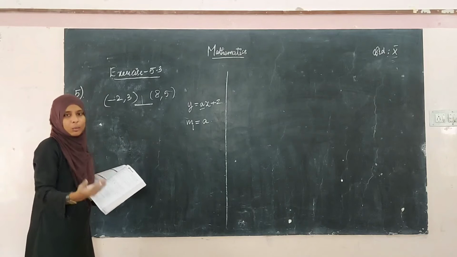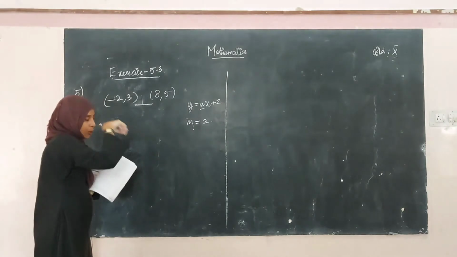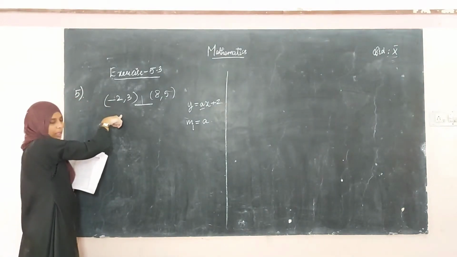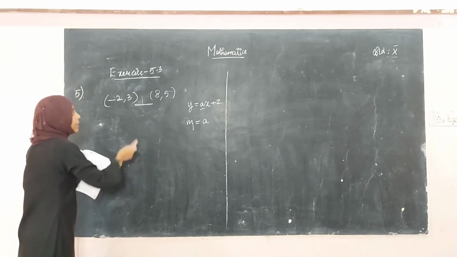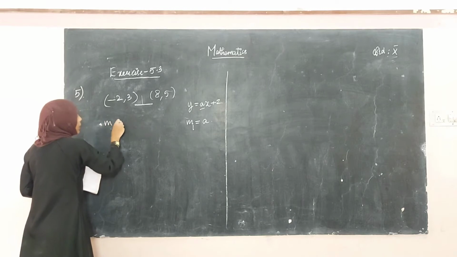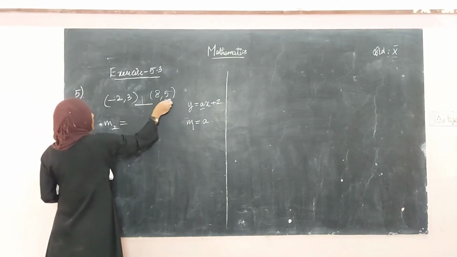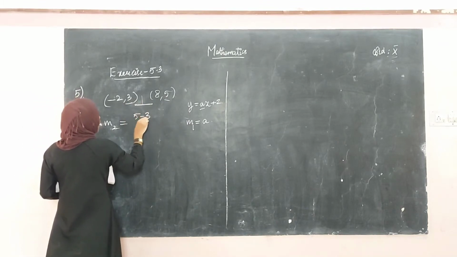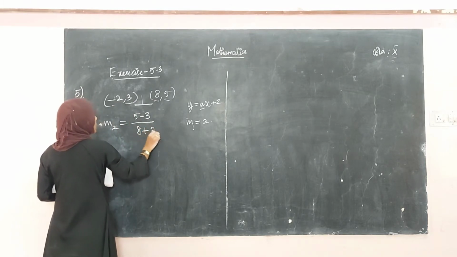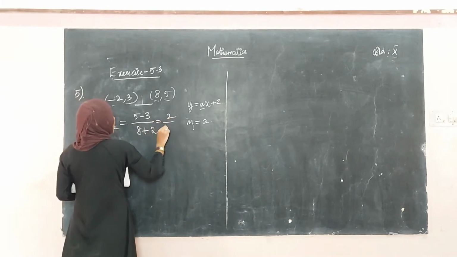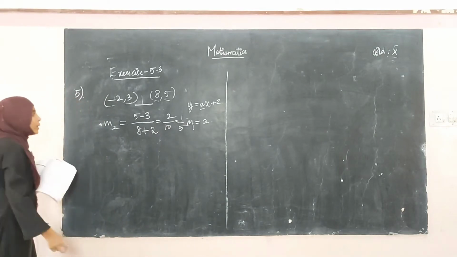So we know the condition m1 into m2 equal to -1, right? m1 is a, whose value we need to find, and m2 is the slope of the other line, which we can get. Using the 2 points, we don't need to find the equation, instead we can find the slope, that is m2. How do we find the slope from 2 points? Change in y coordinate divided by change in x coordinate. Y coordinate is 5, here it is 3. So 5 minus 3 divided by 8 minus minus 2. Minus of minus 2 gets plus 2, so it is 2 divided by 10, which is 1/5. So m2 is equal to 1/5.